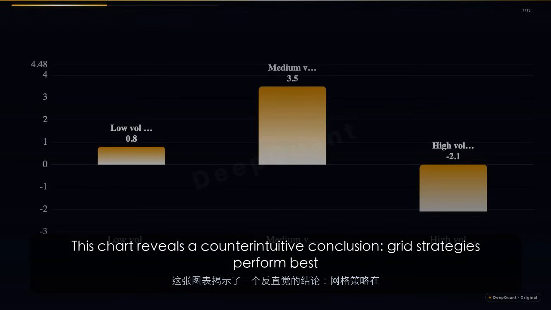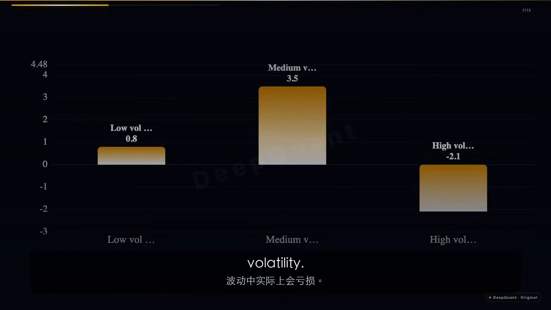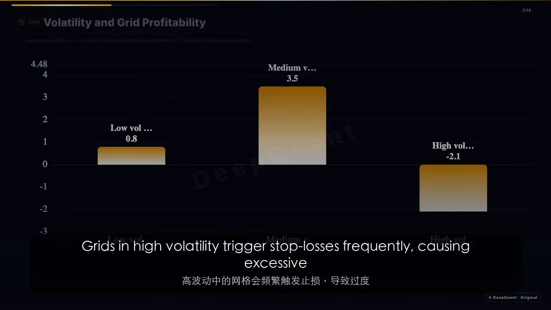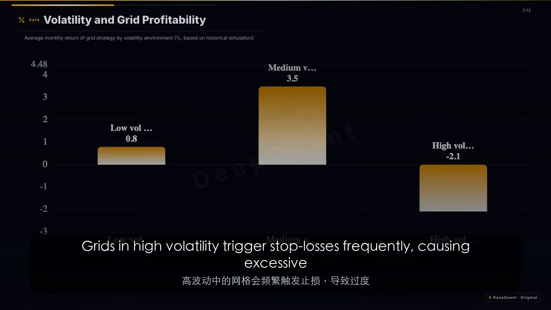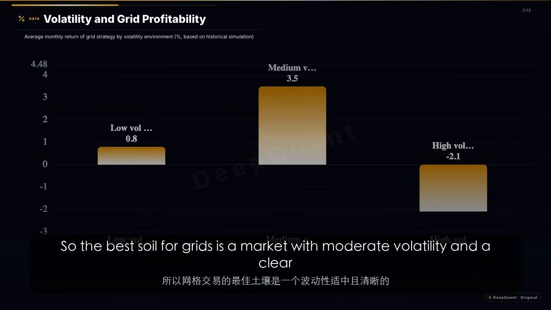Grid strategies perform best in medium volatility environments, while they actually lose money in high volatility. Why? Because high volatility often signals a trend start or a range breakdown. Grids in high volatility trigger stop losses frequently, causing excessive wear and tear. Low volatility is safe, but profits are too thin to cover transaction costs. So the best soil for grids is a market with moderate volatility and a clear range.